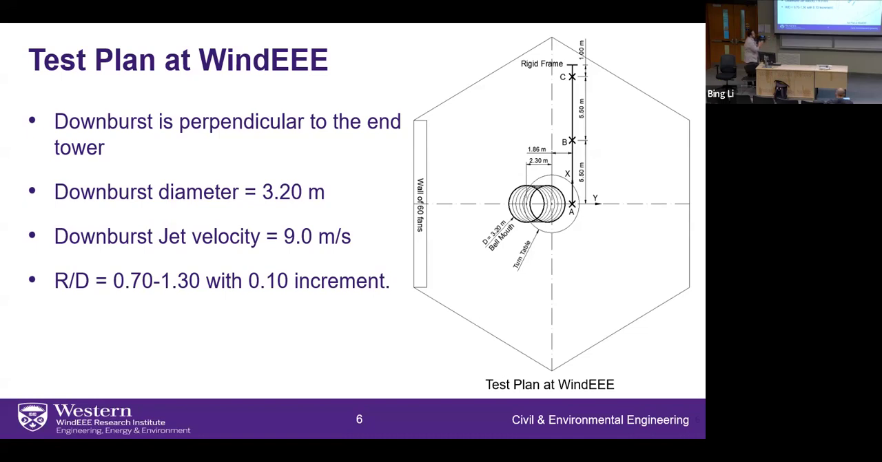The line is placed such that the downburst is perpendicular to the end tower, with a downburst diameter of 3.2 meters and jet velocity of 9 meters per second. Then we move the downburst with respect to the end tower for a radial distance, R over D, between 0.7 and 1.3, with an increment of 0.1.